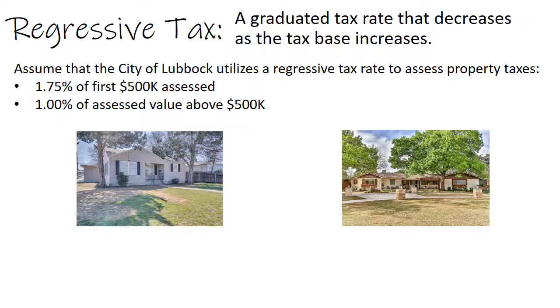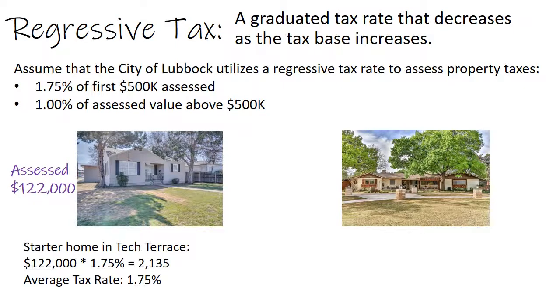For an example, let's look at 2 homes in the same neighborhood, Tech Terrace. This implies the same zip code, same schools, and same desirability or closeness to shops and Texas Tech University, but different home values. That should be the only difference. The first home, a starter home or a student rental home, was assessed at $122,000. The owner of this home would pay $2,135 in property tax, which would represent an average tax rate of 1.75%.